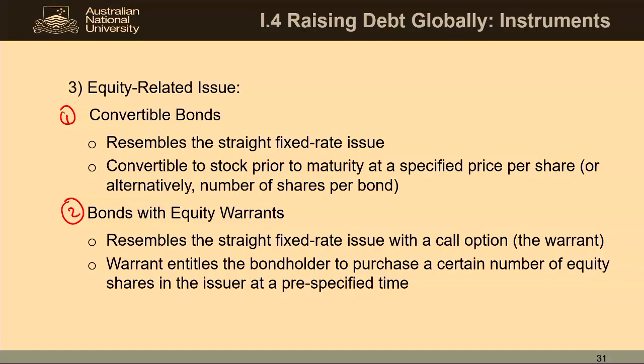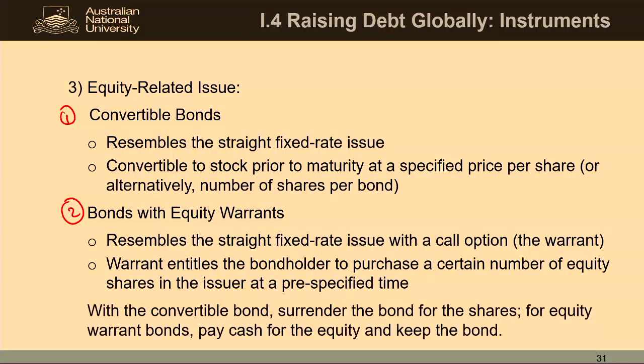So the warrant, if you exercise it, then you can pay to purchase some fixed amount of shares from the issuer at a pre-specified time. So the difference really between the two is that if you go with the first option, you give up the bond in return for some equity shares. Whereas for the bond with equity warrants, you keep the bond and the coupon payments, and you're going to pay for additional shares in the company.